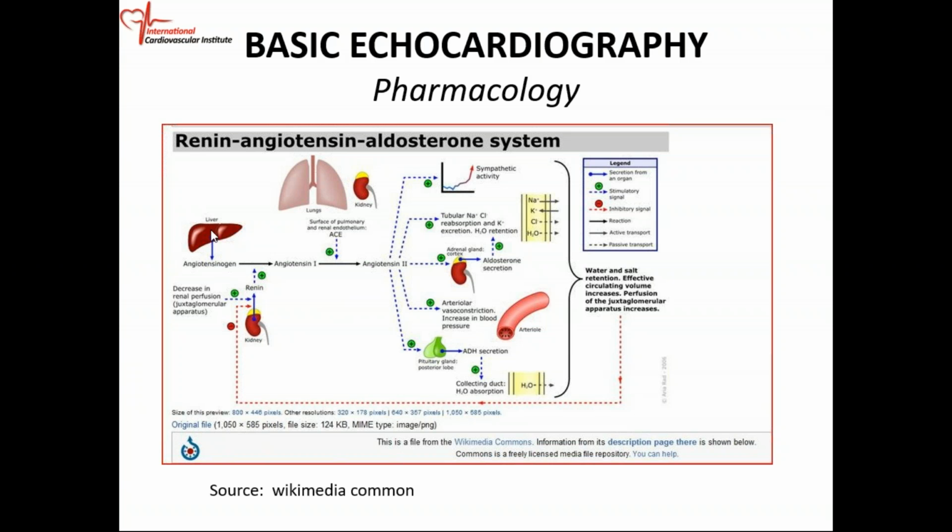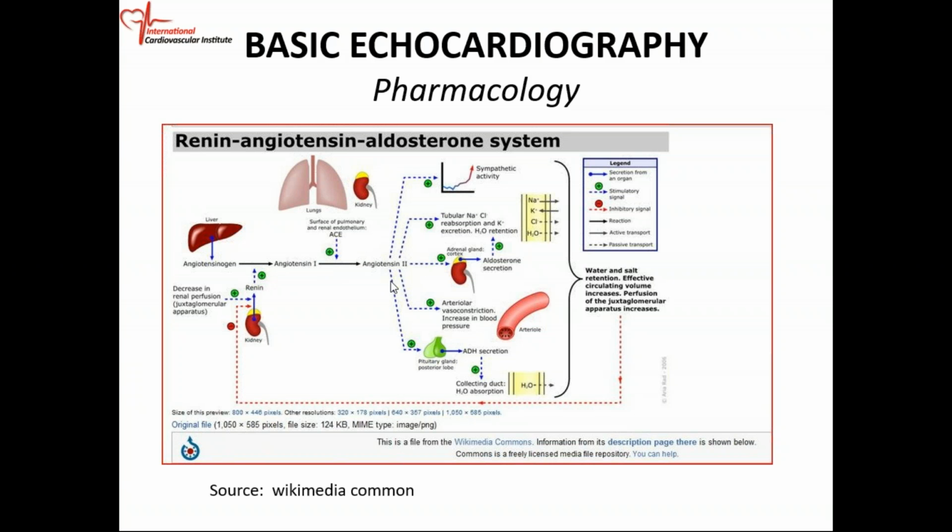Angiotensinogen is produced in the liver. So the liver produces this compound angiotensinogen, okay? Then angiotensinogen is converted to angiotensin 1 by an enzyme called renin. Renin is produced by the kidneys. So the angiotensinogen produced by the liver is converted to angiotensin 1 by the action of this enzyme renin. So your angiotensin 1 is now converted to angiotensin 2.